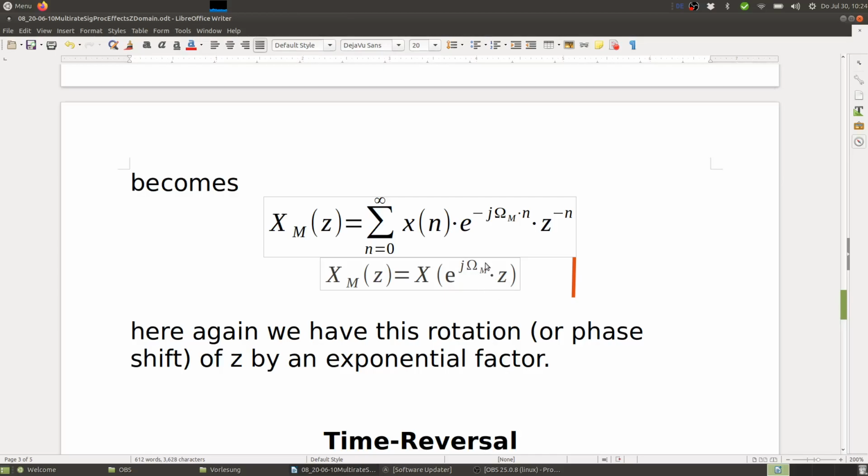Right. So here again we have this rotation. Here this e to the j omega_m means we have a rotation of z by the angle omega_m by this exponential factor.